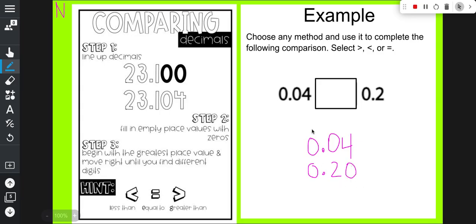And now I'm going to compare. The zeros are the same here, but in this column is where we have the difference. Which one's bigger, the 0 or the 2? The 2 is bigger, so I am going to use a less than symbol because this place value is greater than where the 4 showed up.